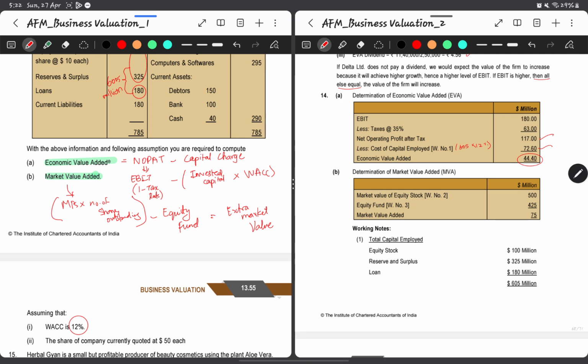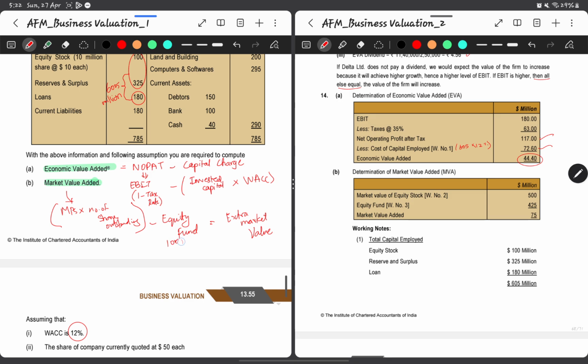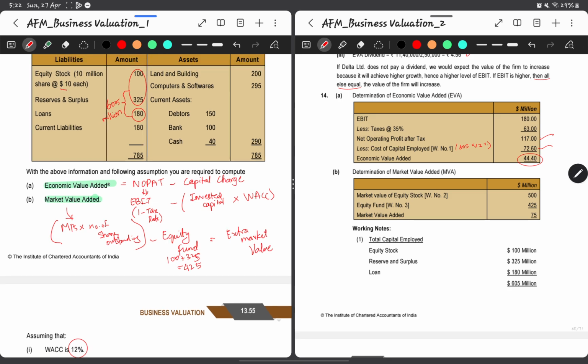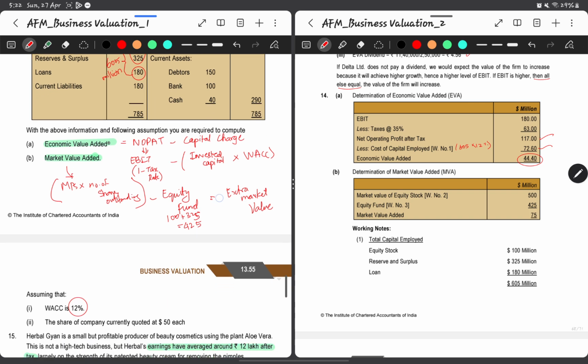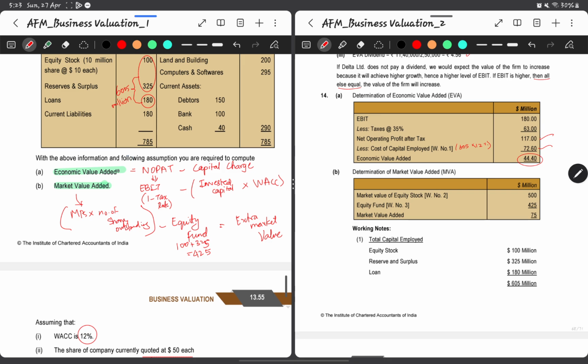So first, the equity fund, we know it is 100 plus 325, nothing but 425. And we need the market value. We know 10 million shares are there. So we have an assumption the market price is quoted at $50 each. So 10 million multiplied by $50 each will give us 500 million. So 500 million is the market capitalization, or total market cap, what we can say.